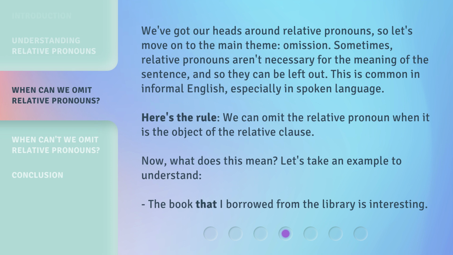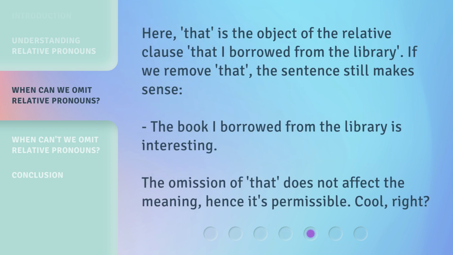The book that I borrowed from the library is interesting. Here, that is the object of the relative clause, that I borrowed from the library. If we remove that, the sentence still makes sense. The book I borrowed from the library is interesting. The omission of that does not affect the meaning, hence it's permissible. Cool, right?